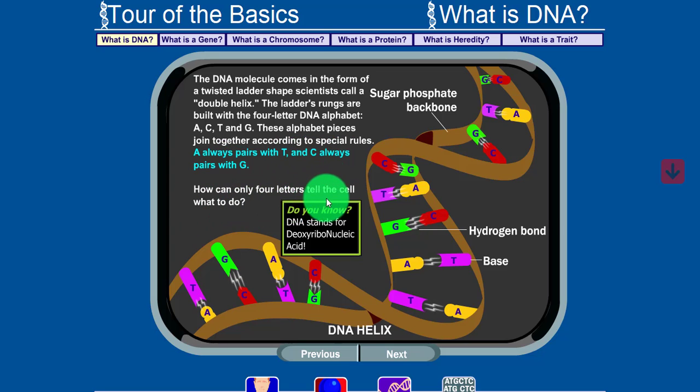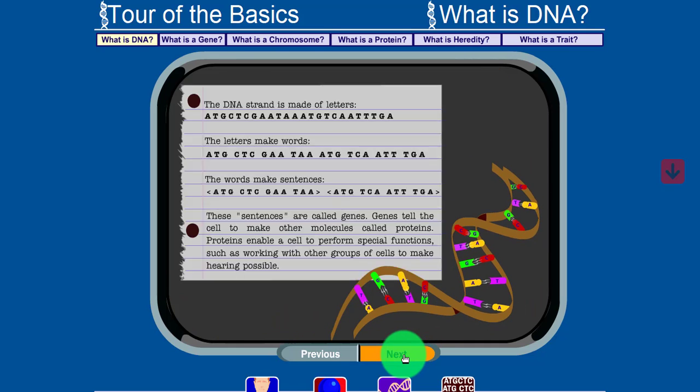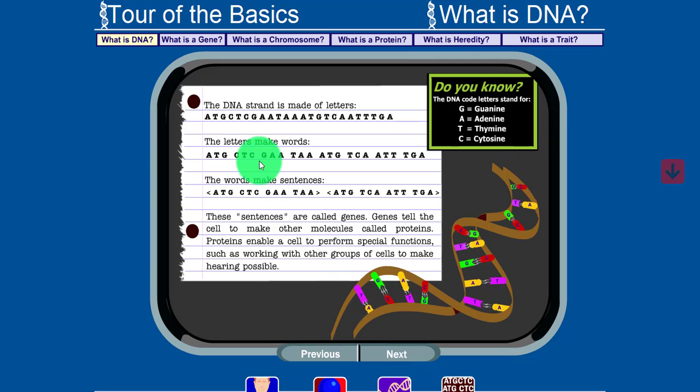How can only four letters tell the cell what to do? DNA stands for deoxyribonucleic acid. C with G and T with A, hydrogen bonds and bases. The DNA strand is made of letters like A, T, G, C: adenine, thymine, guanine, cytosine. These sentences are called genes.